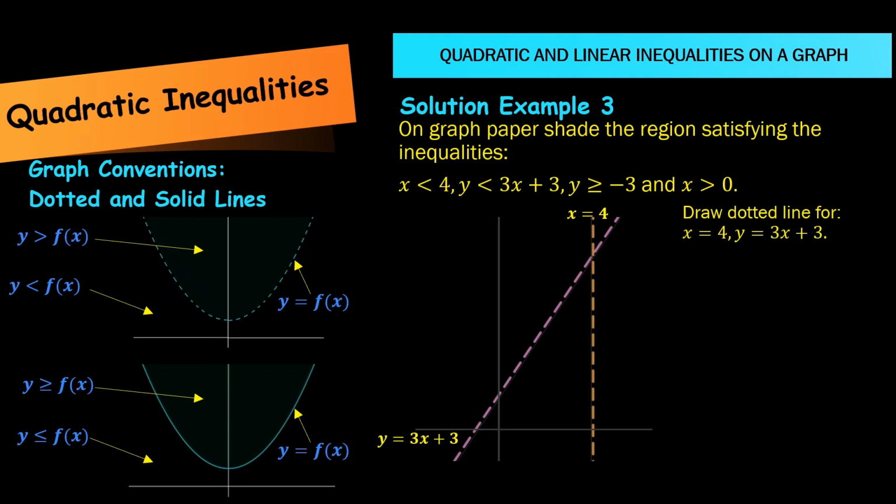Here we have another dotted line, y equals 3x plus 3. And again, we need to consider this because we need to consider y less than 3x plus 3. And now we have a solid line representing y equals minus 3. And notice we need to consider this because we're considering the region y greater than or equal to minus 3.